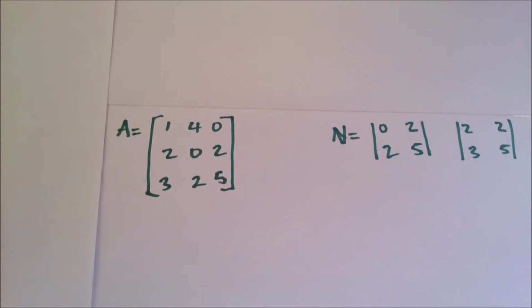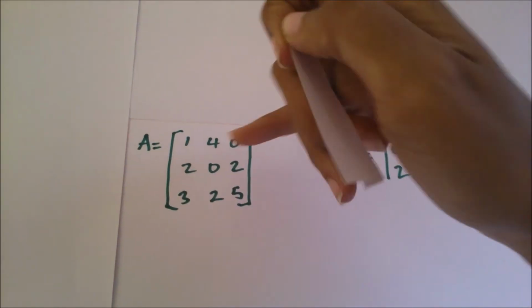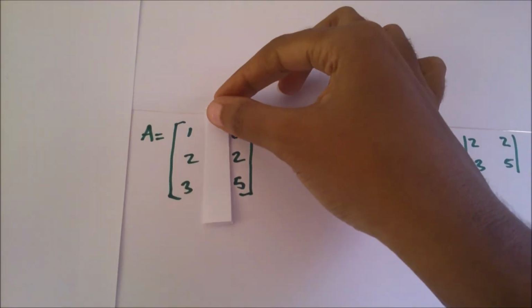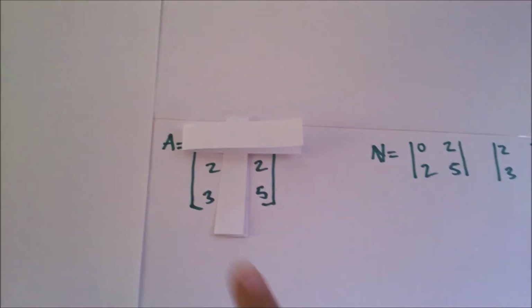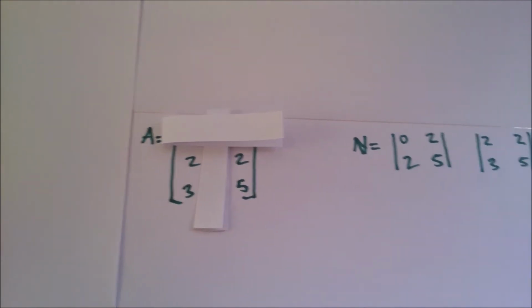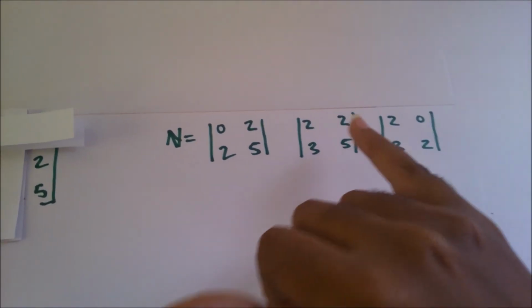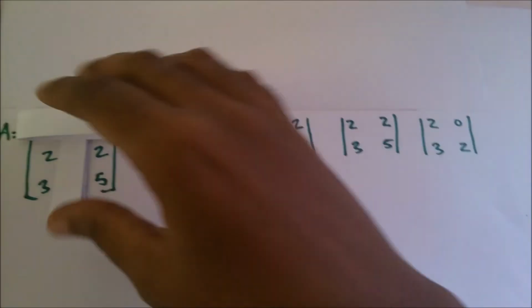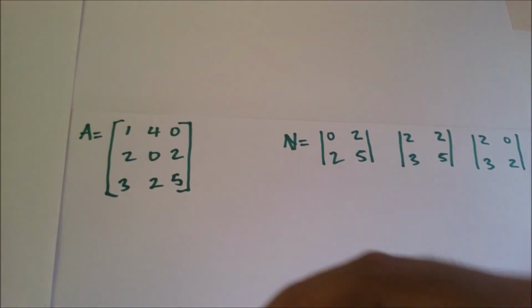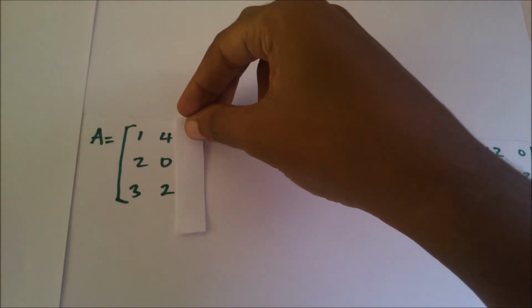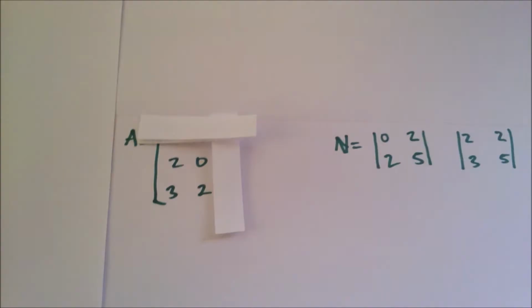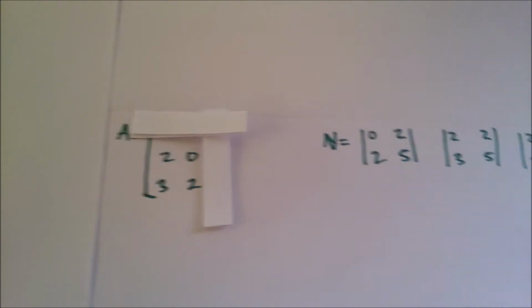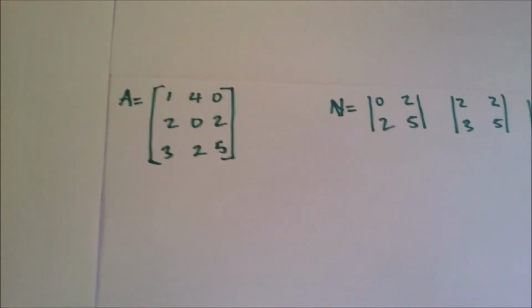Then we come to 4, so we cover the column where 4 is, and the row where 4 is, and we're left with 2, 2, 3, 5. See, we wrote 2, 2, 3, 5. I'm going to find the determinant of that. So then we come to 0. We cover the column and the row, and we're left with 2, 0, 3, 2. 2, 0, 3, 2.